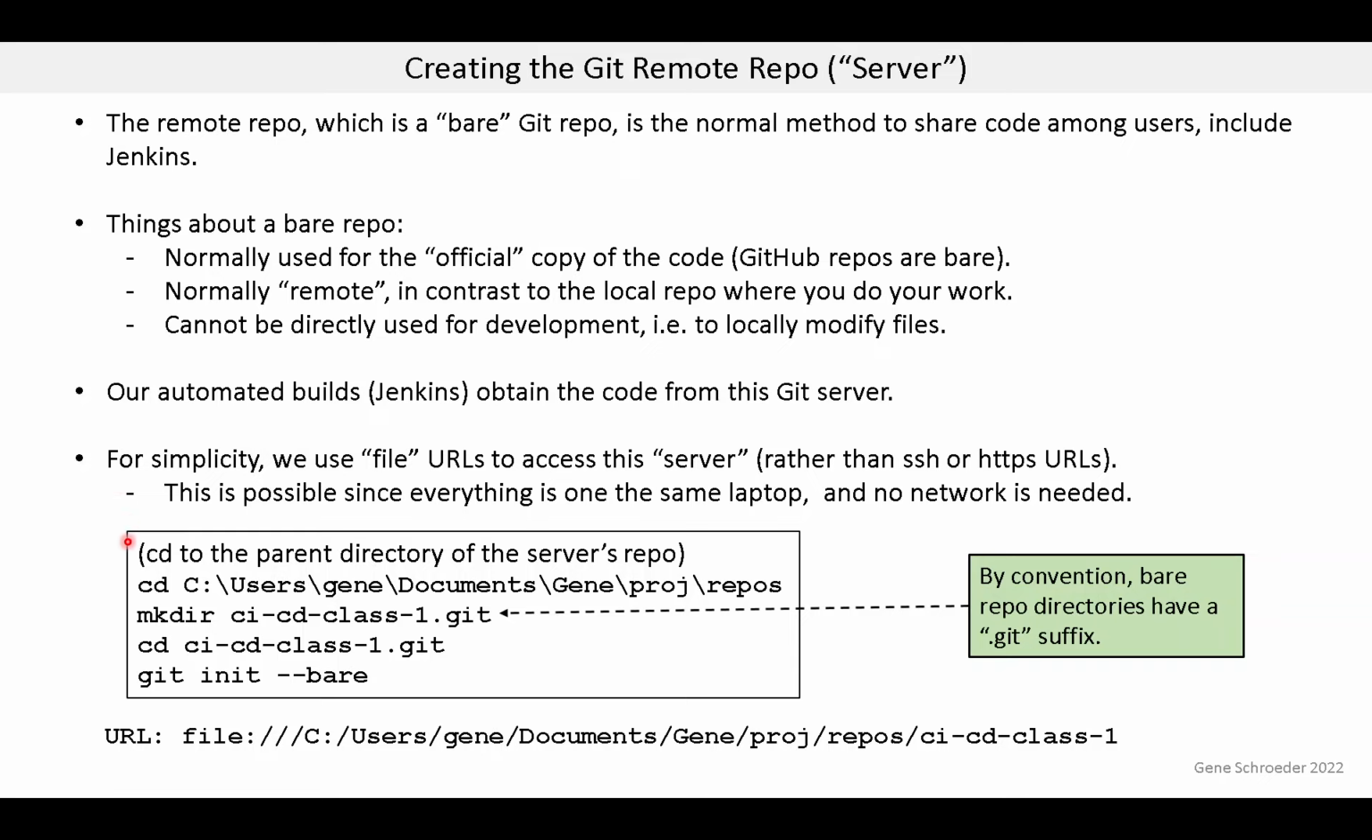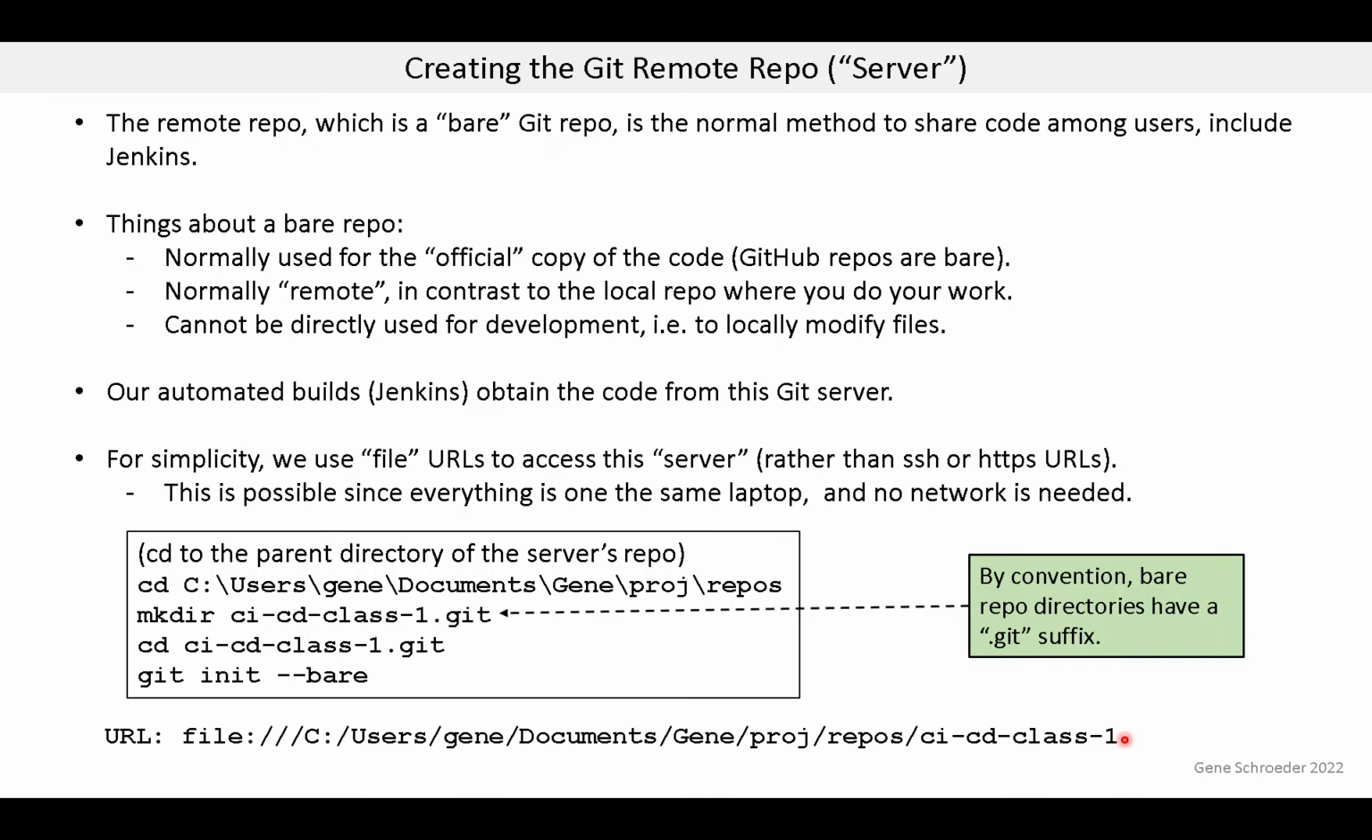So to create our bare repo, it's pretty simple. We cd to the parent directory, and I created a folder called repos where I'm going to put all of my bare repos, of which there's now one. You make a directory for the bare repo, the name of the repo, and then by convention, this directory or folder has a .git suffix. We cd into there, and we run git init with the --bare option, and it's done. So the URL for this repo is here. It starts with file colon. It's basically the path.